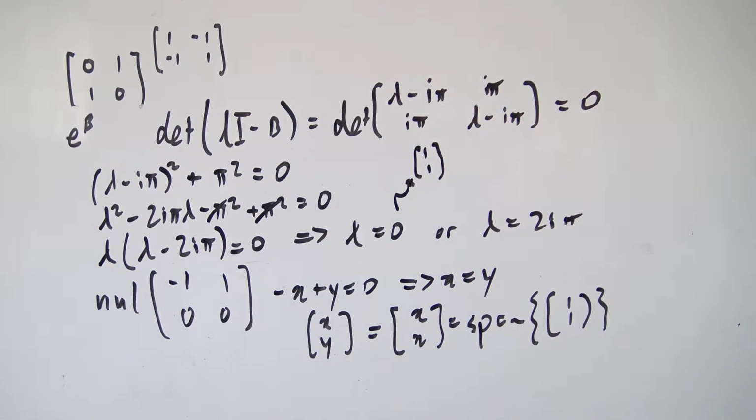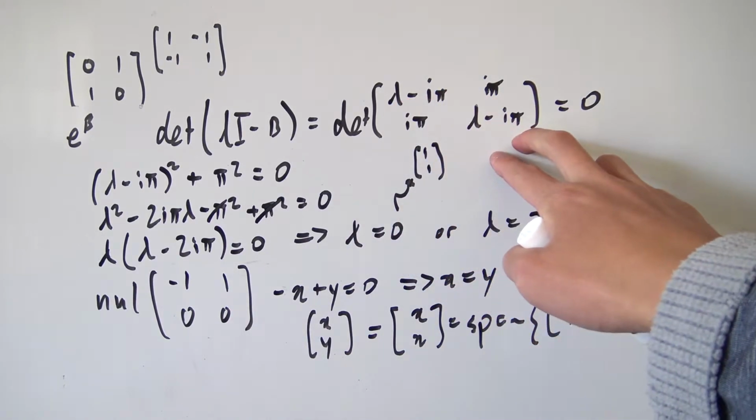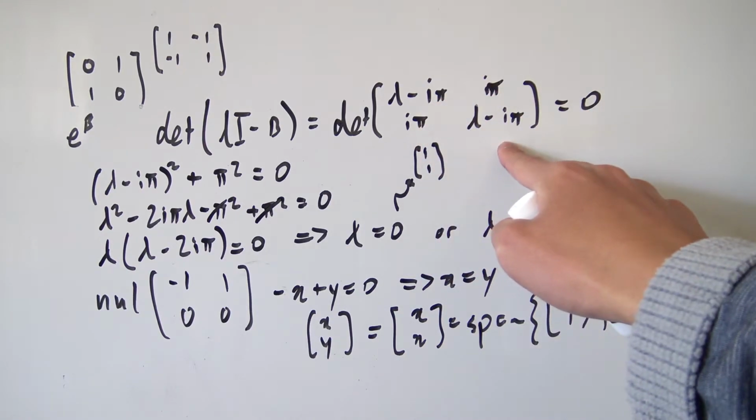And now to do the exact same thing for 2i pi, if we plug that into here, what's actually going to happen, we're going to get i pi for all of these entries.